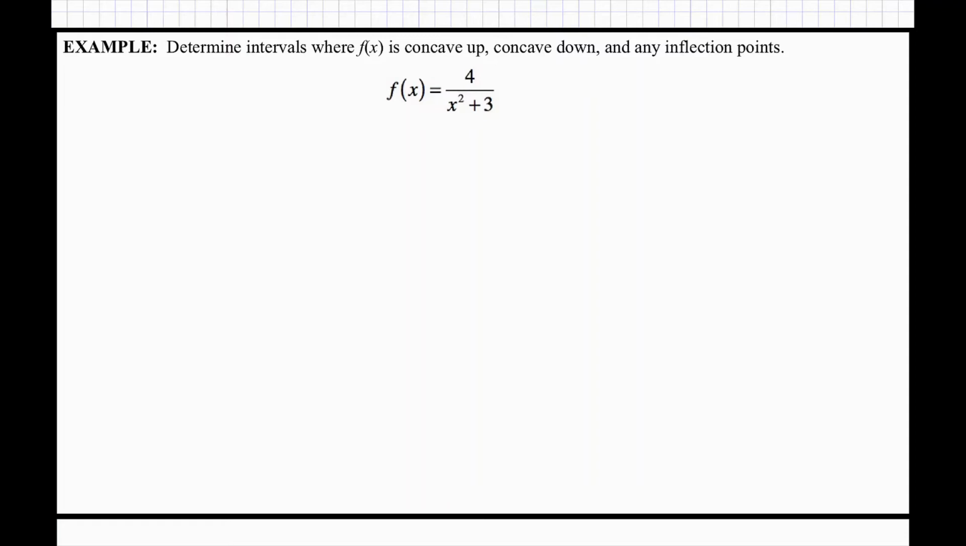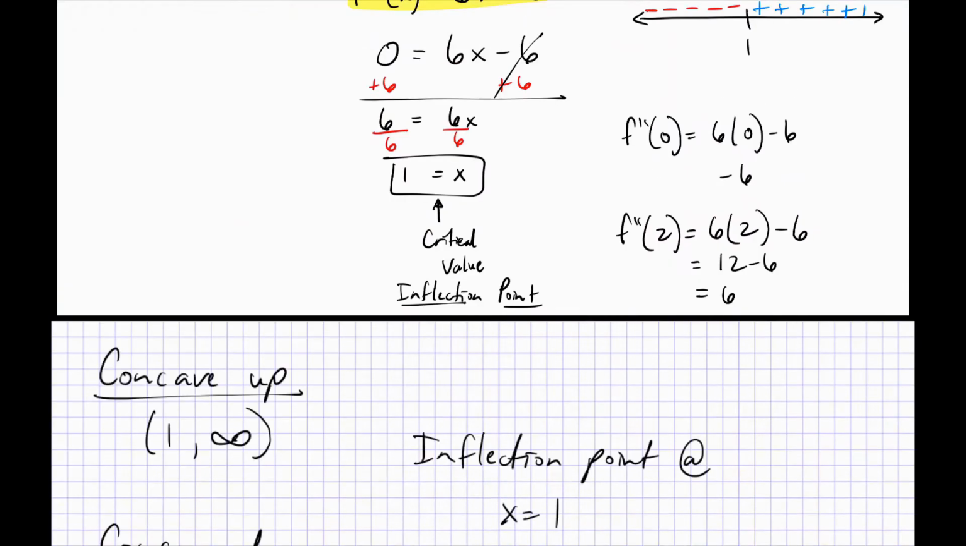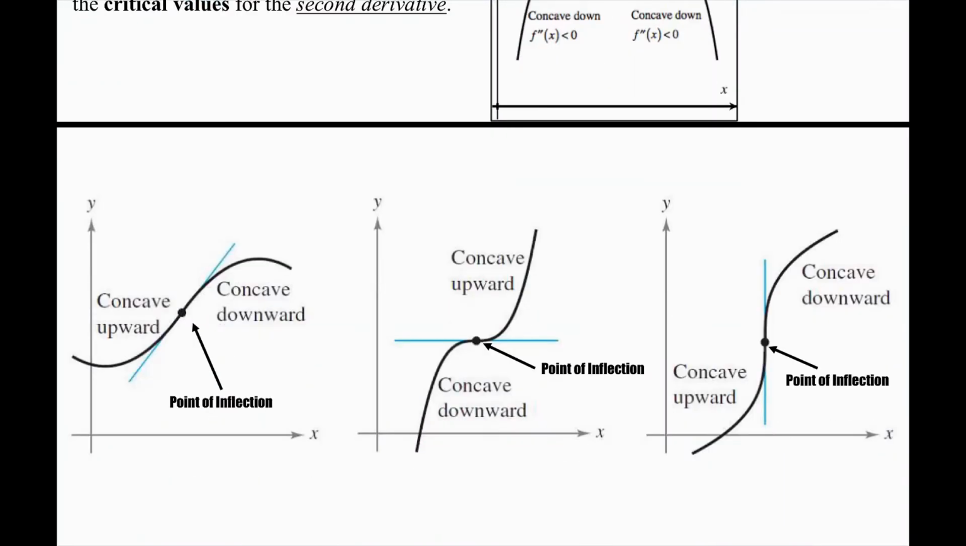So this section is the second derivative test, which tells us about concavity. There are two types of concavity. Concave up is kind of like a cup pointed up, which holds water. Concave down is like a cup pointed down, which spills water.